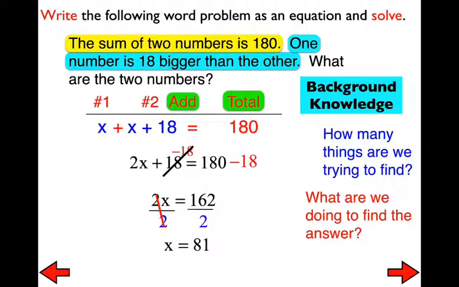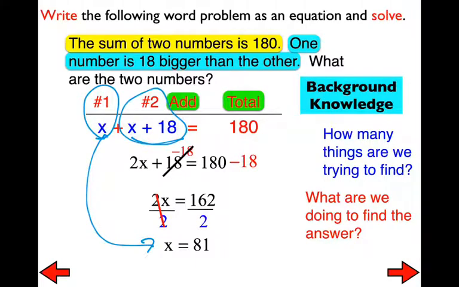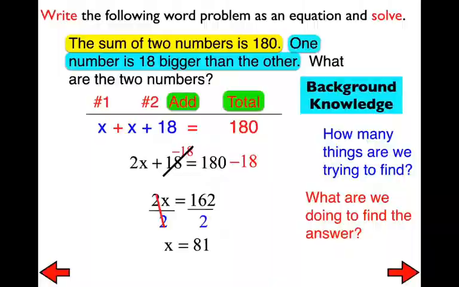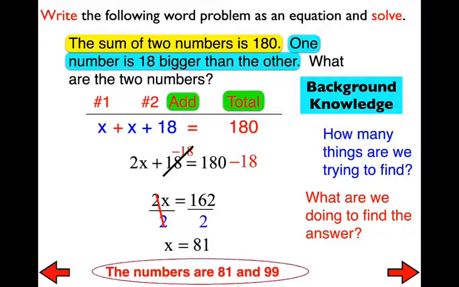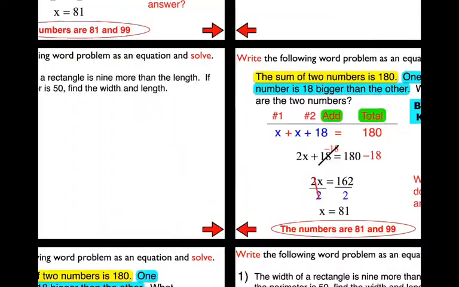And in this particular case, we get x equals 81. But x equals 81 is not the answer to this problem, remember. That is the first number. The second number is 18 larger than that one. So that would make the two numbers 81 and 99. So that's what we did yesterday. Today we're just extending off of that kind of thing.